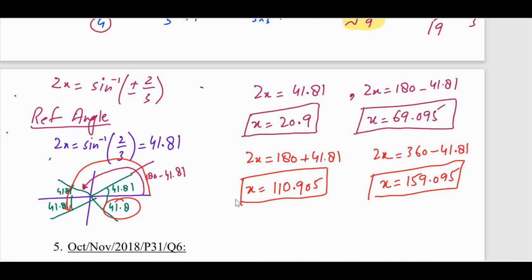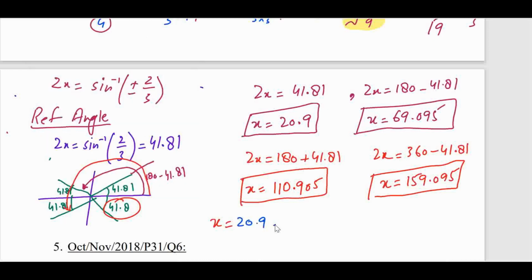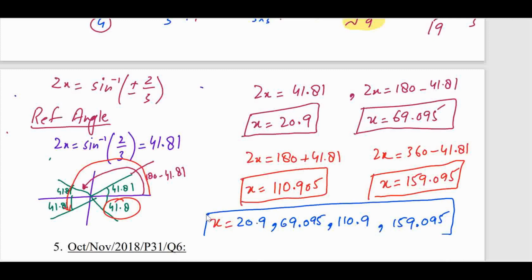So that is why x will be equal to 20.9, then 69.09, and then we will have 110.9, then we will have 159.095. So this will be the final answer.